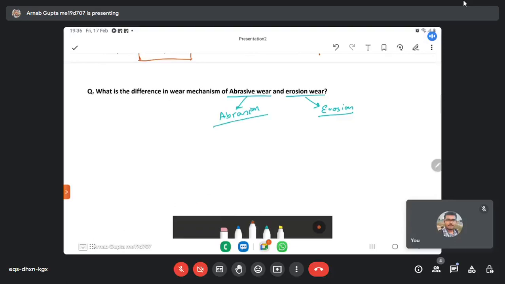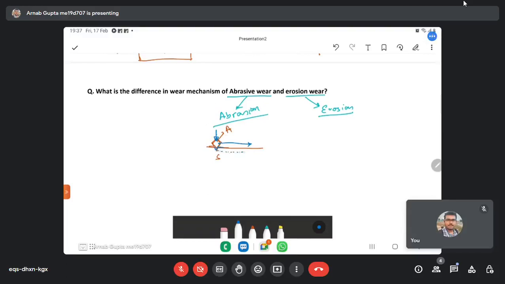So in abrasive wear, you generally have a constant contact between the two surfaces, the abradant and the concerned surface that you're speaking of. So there will be a sliding action under the action of a constant load. So there will be contact between these two surfaces over a finite period of time, and as a result, material loss will take place through the ploughing action.